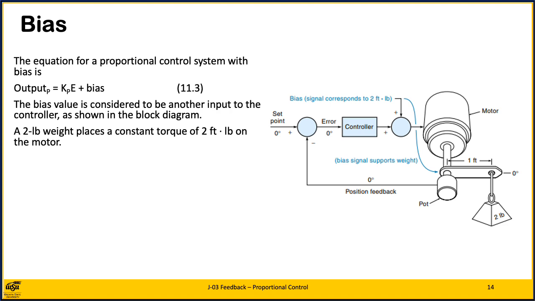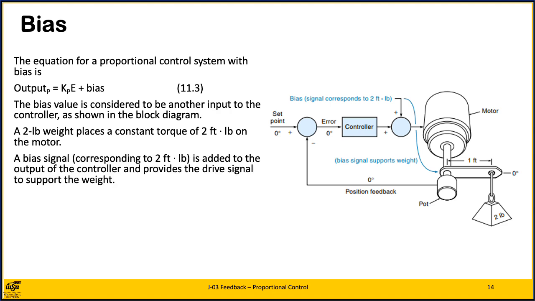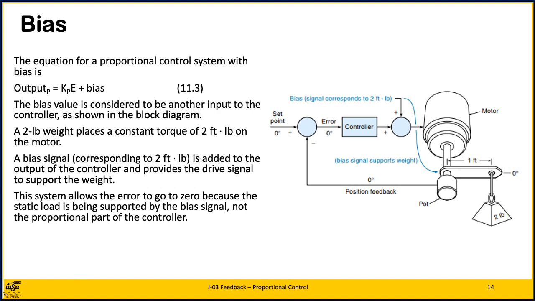A 2-pound weight placed a foot from the fulcrum places a constant torque of 2 foot-pounds on the motor. A bias signal, corresponding to 2 foot-pounds, is added to the output of the controller and provides the drive signal to support the weight. This system allows the error to go to 0 because the static load is being supported by the bias signal, not by the proportional part of the controller. However, the bias must be changed if the static load is changed. Note that this bias signal only works at this position of the arm and may make the error worse if the arm is rotated to 180 degrees.